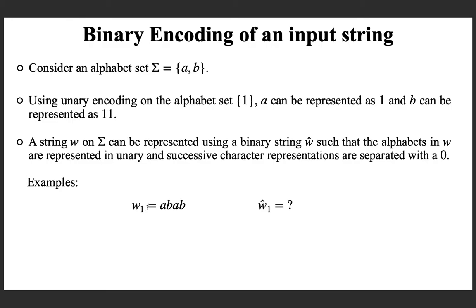So this is your input string, then how will you represent it in binary? So it is represented as the first alphabet followed by the second alphabet, that is 1 011, followed by the first alphabet, followed by the second alphabet. It's very easy to encode and decode. If you decode, it is A, B, A, B, because the first alphabet, second alphabet, first alphabet, second alphabet. So unary encoding for each alphabet, and the successive alphabets are separated with a 0. Second example, BAB. So it's going to be 11011.